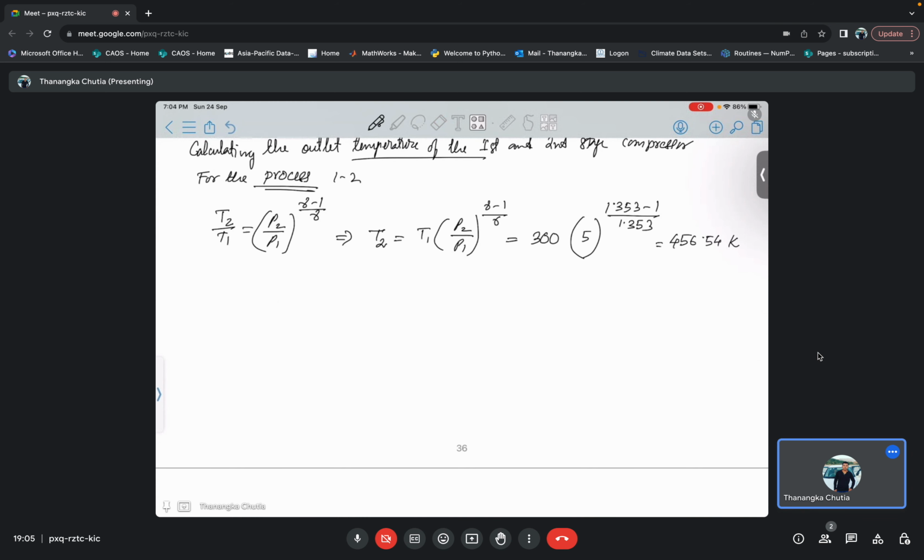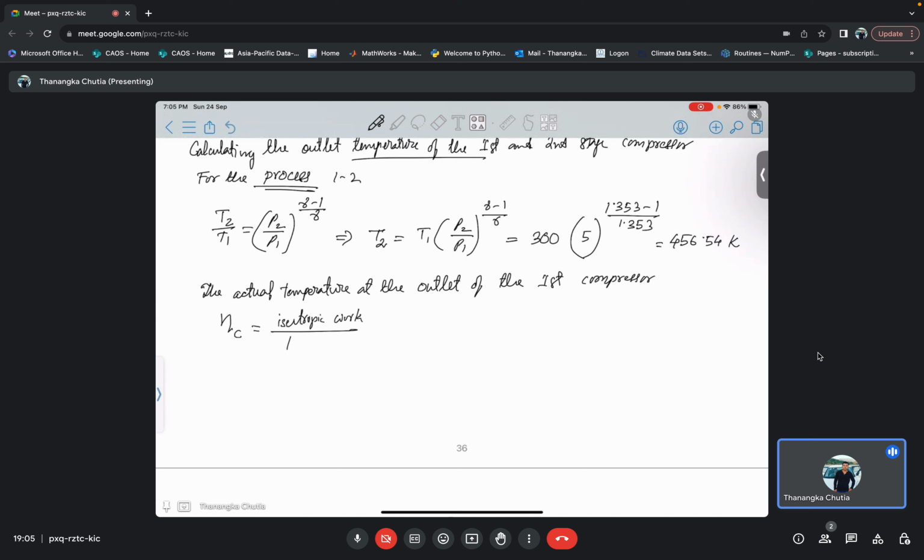So for the actual temperature at the outlet of the first compressor, eta compression is what? Isentropic work divided by real work.